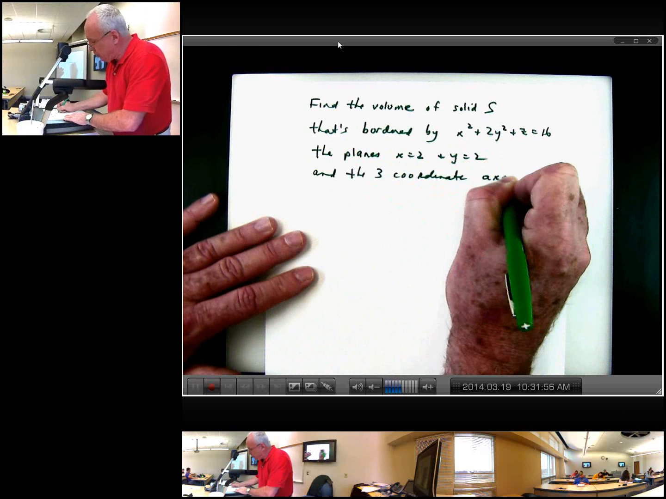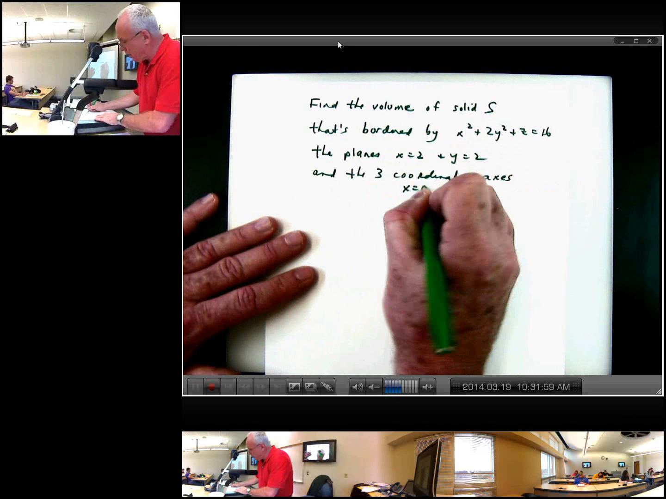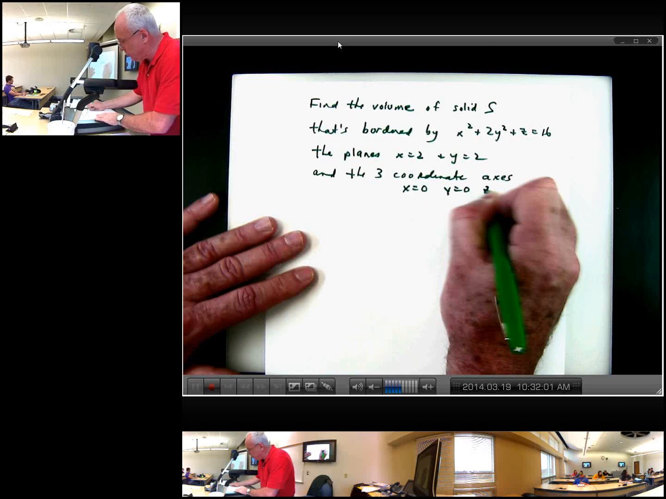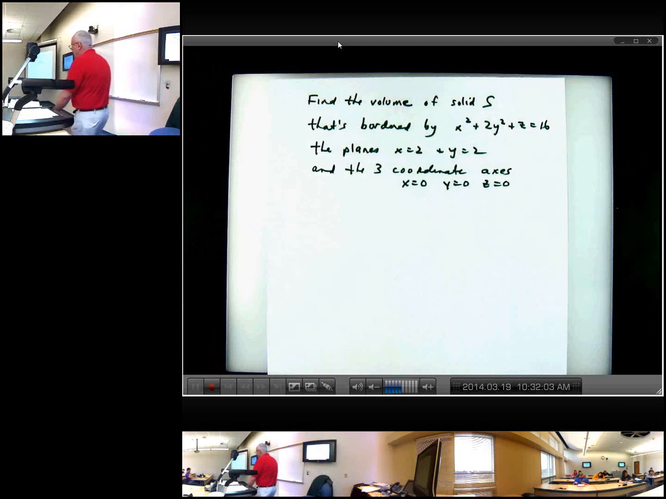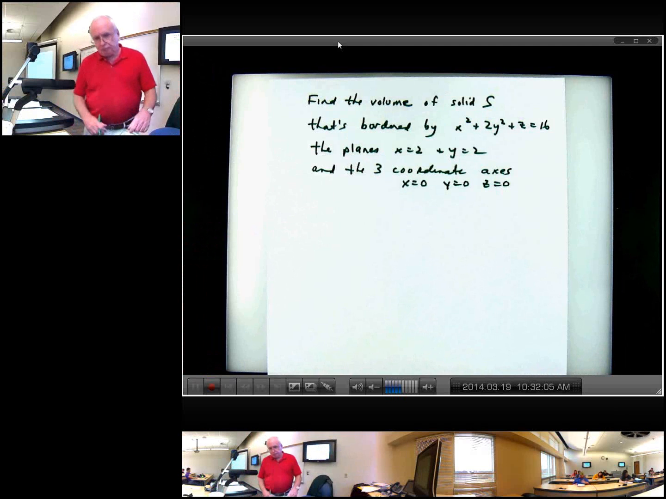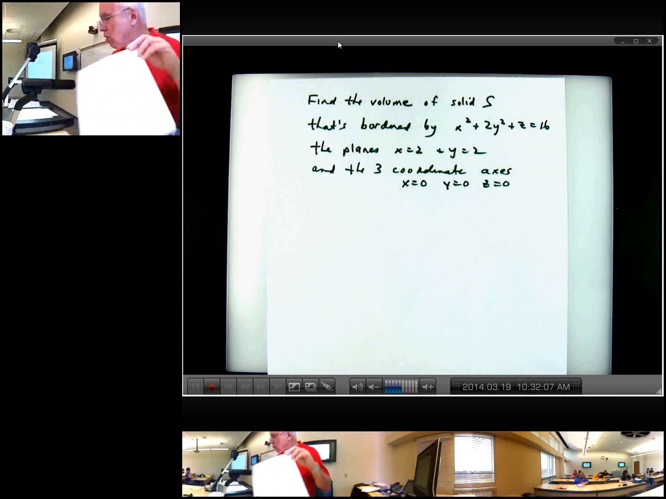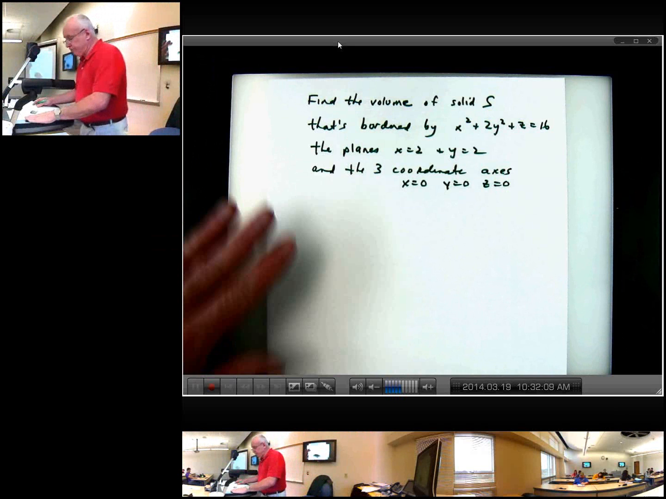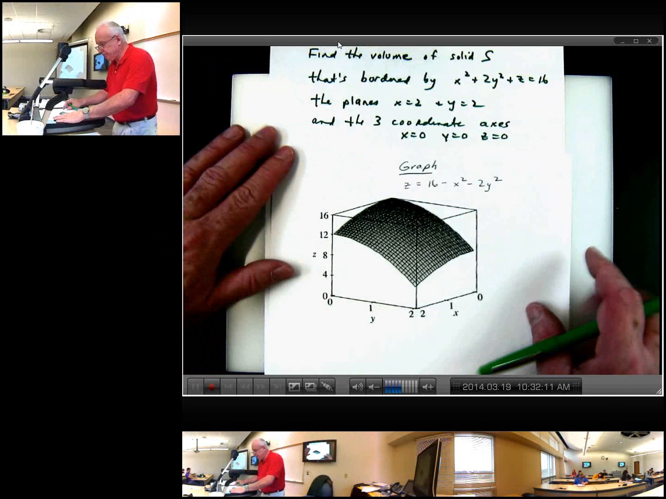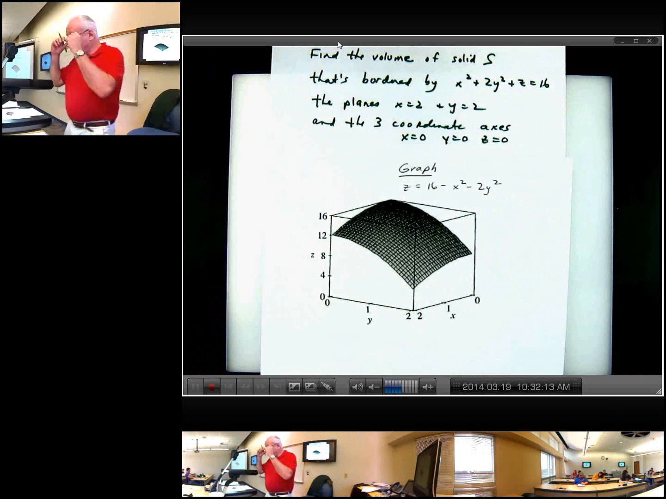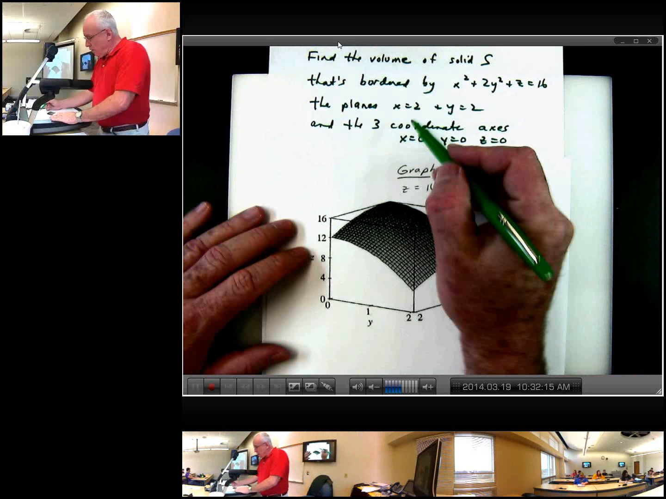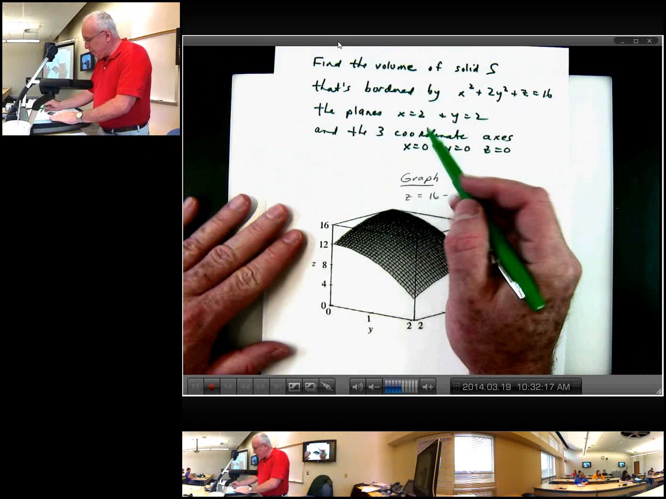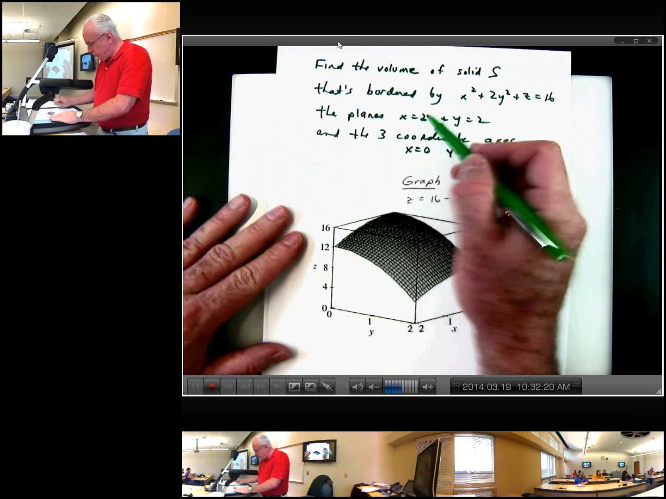And by that we're talking about x equals 0, y equals 0, and z equals 0. Actually, that's the drawing here that I just put up on the document reader. All right, so what are we talking about here? First of all, it's bordered from x equals 0 to x equals 2.